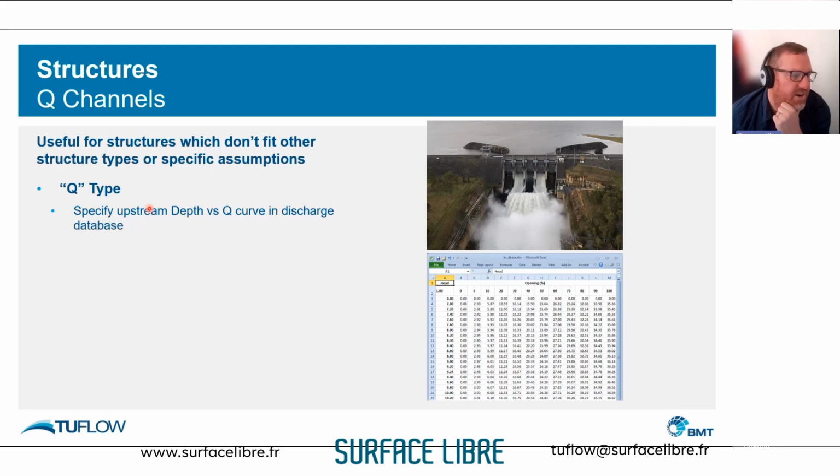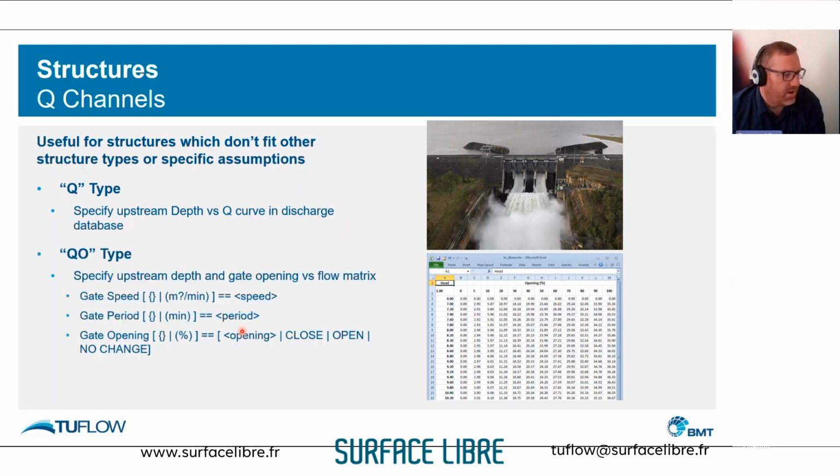This allows us to specify an upstream depth discharge curve. So, quite a few structures, the operator or the manufacturer will have a depth discharge curve of how these structures should operate. Like I said, we can also have a QO type. So we specify an upstream depth and gate opening versus flow matrix. So the transfer of flow will depend on both the upstream depth plus a gate opening and then a flow matrix. And then we can operate that gate.